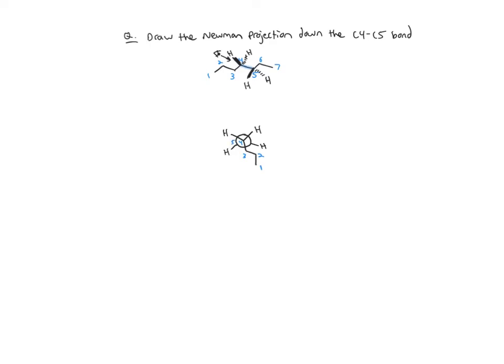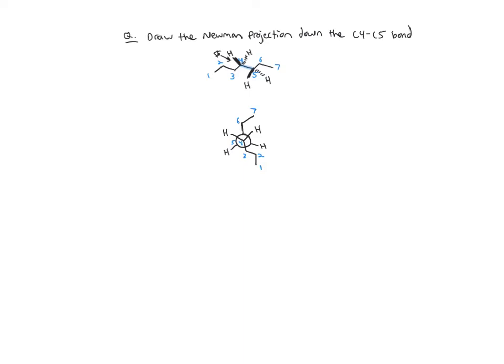And then now we have one more bond. So our last bond is going to be the bond that goes to carbon 6, and then carbon 6 is also attached to carbon 7. So let's go ahead and draw carbon 6 and 7, and let's label 6 and 7.